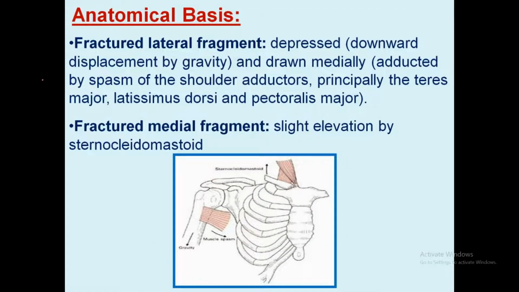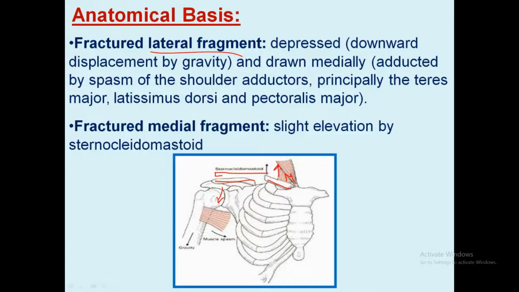Next is the anatomical basis. In the anatomical basis, the fractured lateral fragment, this is the lateral fragment, this is the lateral end, and this is the medial end. In the lateral fragment, the bone is displaced inferiorly. That is, it is pulled down due to the weight of the upper limb. And this medial bone is pulled upwards by the sternocleidomastoid muscle, that is superiorly.